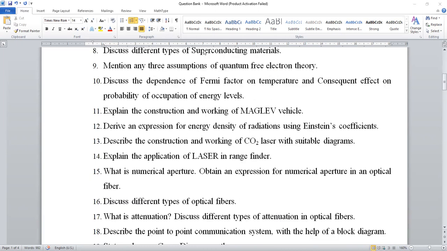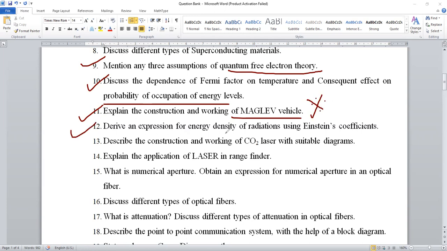Question number 9. Mention any 3 assumptions of the quantum theory of electrons. At least you have to mention any 3 assumptions. Discuss the dependency of Fermi factor on temperature and the consequent effect on the probability of occupation of energy levels. Then explain the construction of maglev vehicle. Very, very important, maglev vehicle. What is a maglev vehicle? How does it work?